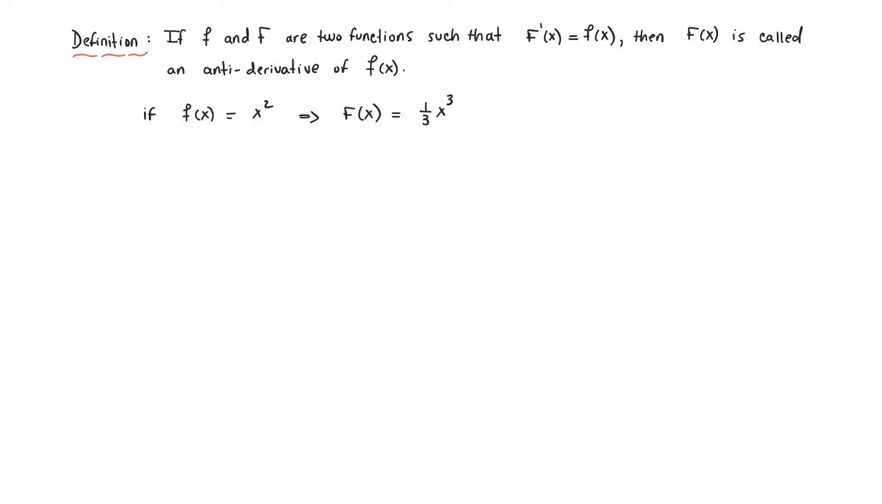For example, I can go and write big F of x. Actually, let me even call it F sub 1. I'm going to call this one here, the previous one, F sub 0.